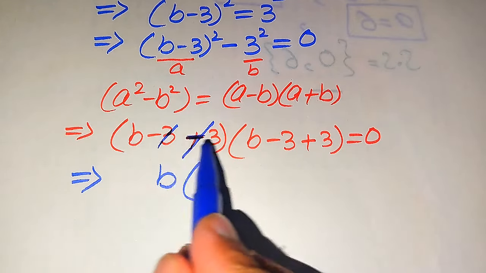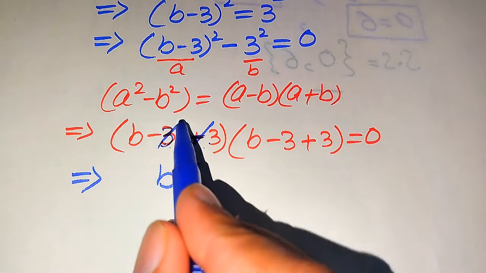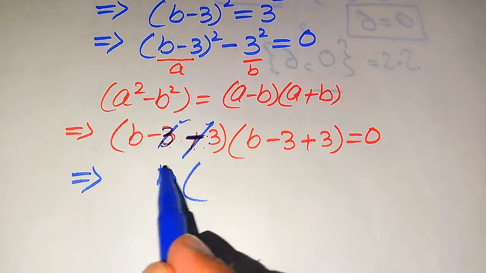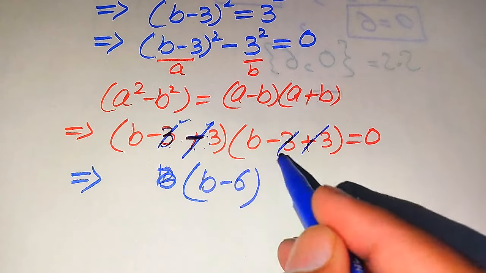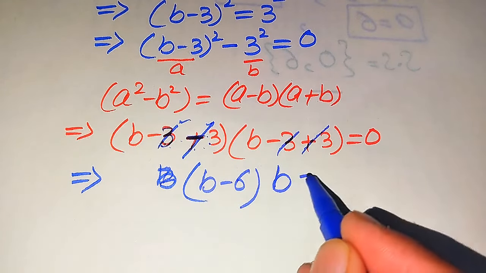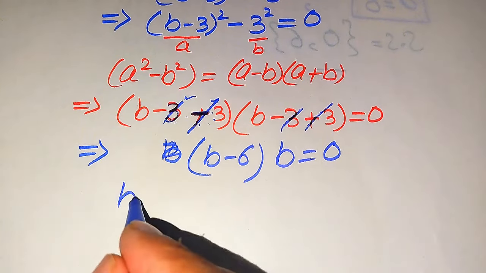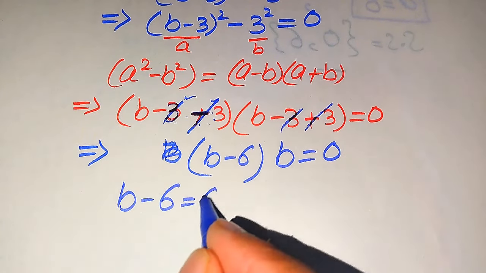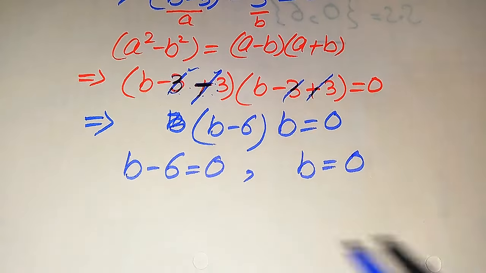Okay, so it means that these are not cancelled out by each other. We just add minus 3 and minus 3. So when you add these two minus 3 we get b minus 6, and in this case these two are cancelled out by each other and we get b equals 0. And further we divide this into two cases. The first case is we write b minus 6 equals 0. The second case is we write b equals 0.